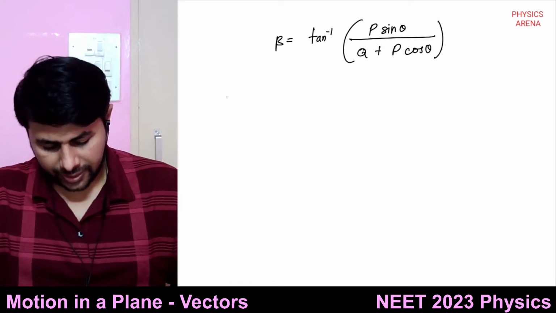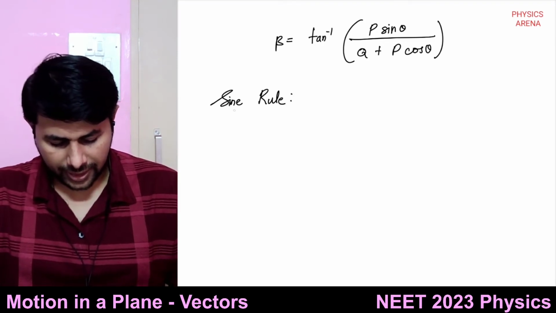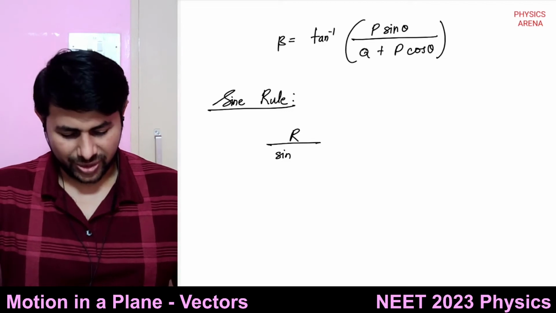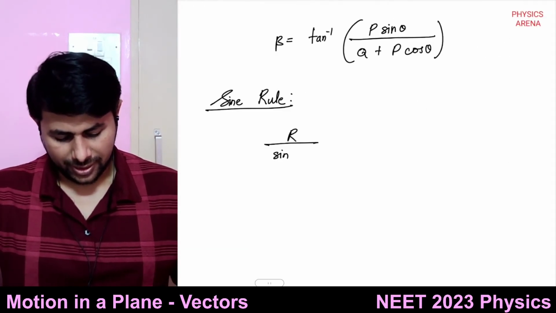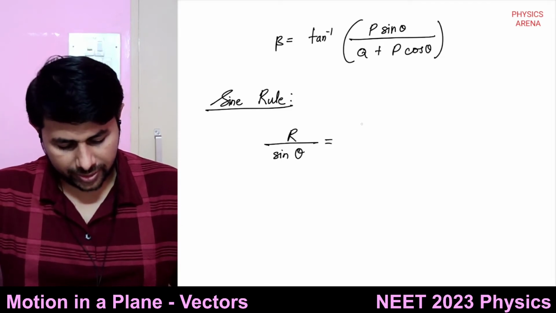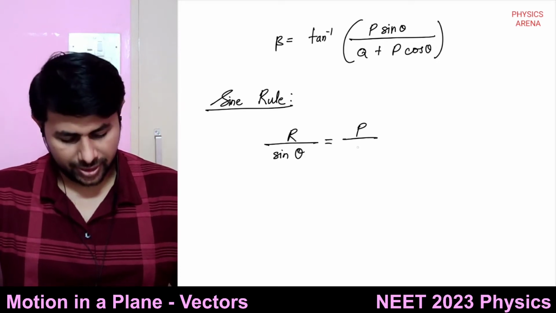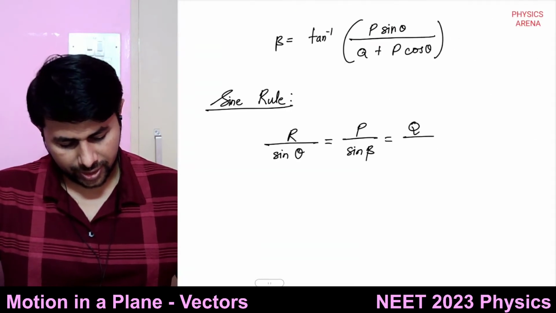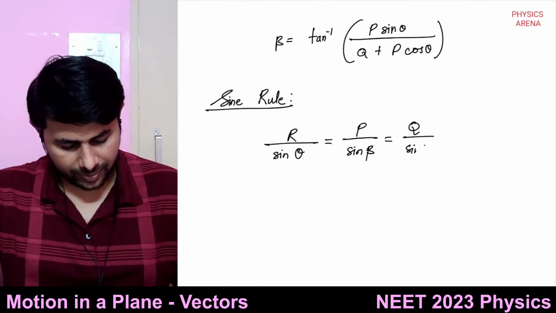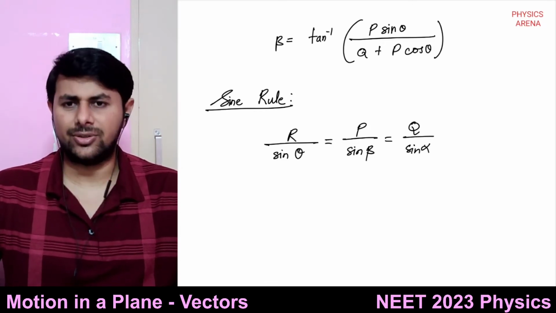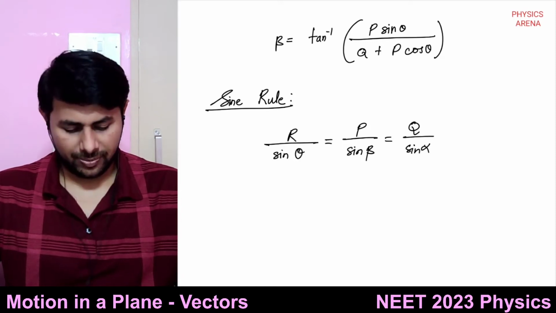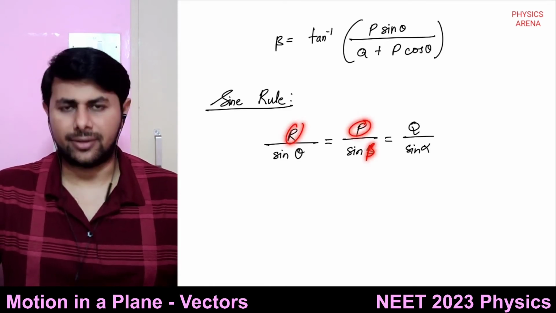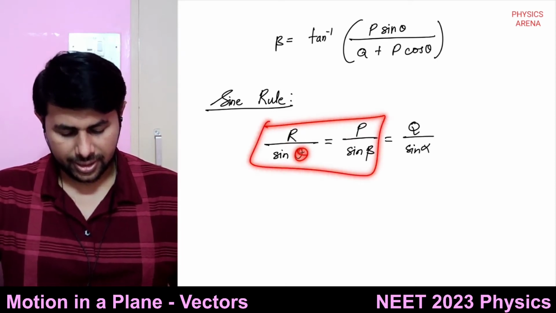Okay. And there is another law which is known as the sine rule. The sine rule says that R divided by sine of the angle between the other two, which are p bar and q bar, so that angle is theta, is equal to P divided by sine of beta, and it's equal to Q divided by sine of alpha. Is the sine rule clear? Sometimes we can use the sine rule to find the angle. Let's suppose I know the magnitude of P, the magnitude of R, and I know beta. I can find theta using the sine rule.